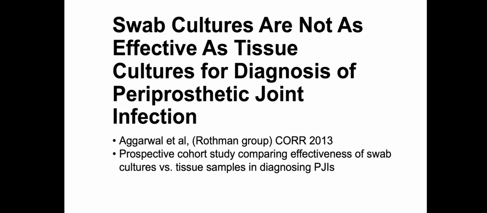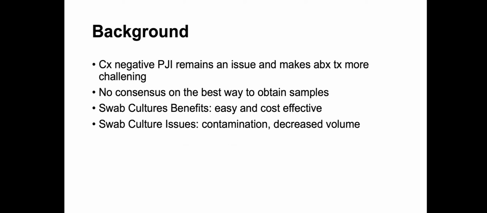So I'm going to talk about how swab cultures are not as effective as tissue cultures for diagnosis of PJI. This was published out of the Rothman group in CORR in 2013. It was a prospective cohort study looking at the effectiveness of intraoperative swab versus actual tissue samples in diagnosis of PJI. Like we just mentioned, culture negative PJI is an issue and makes antibiotic treatment more challenging, and we know it's a predictor of treatment failure.